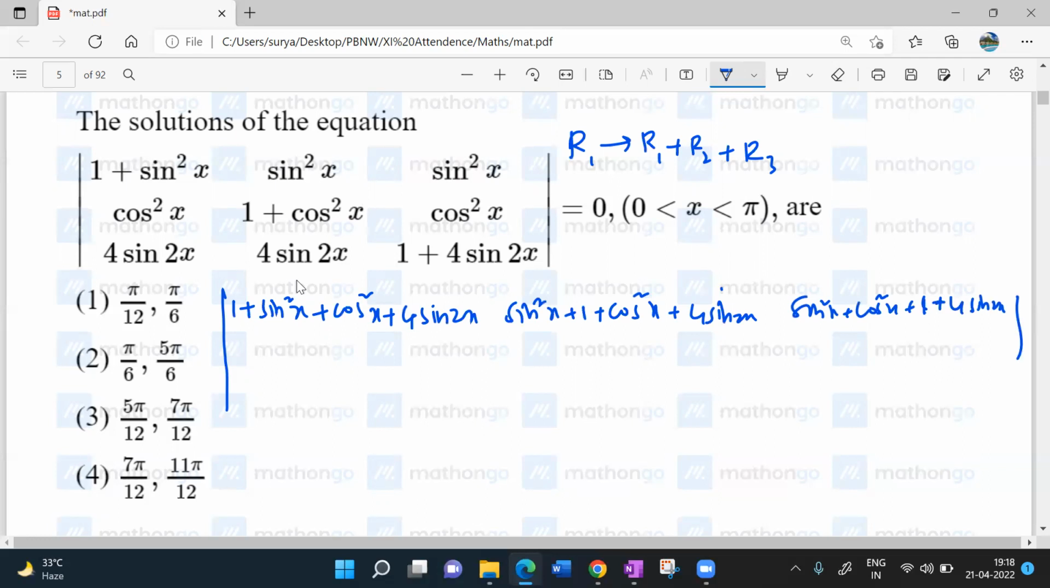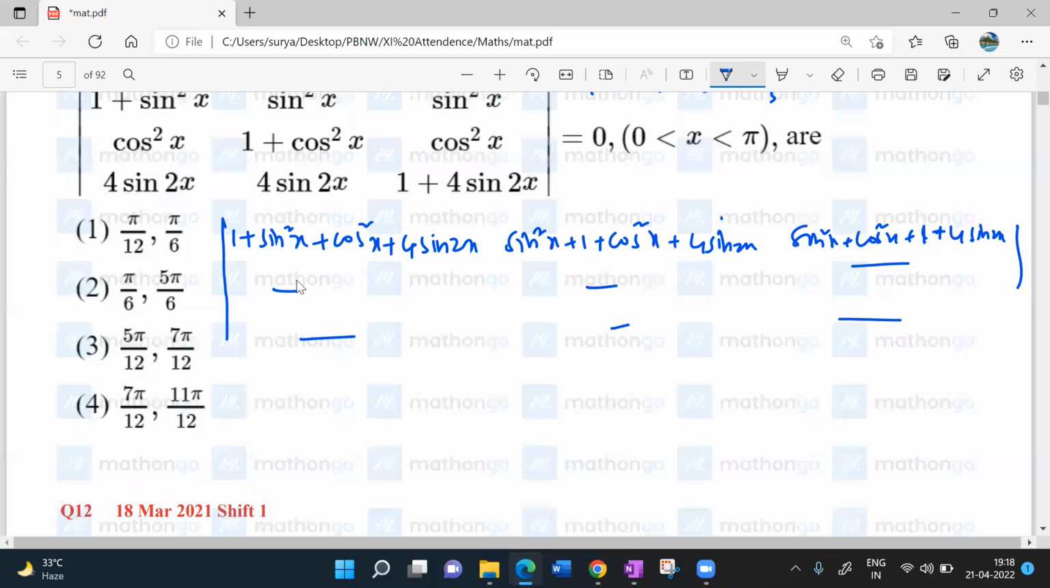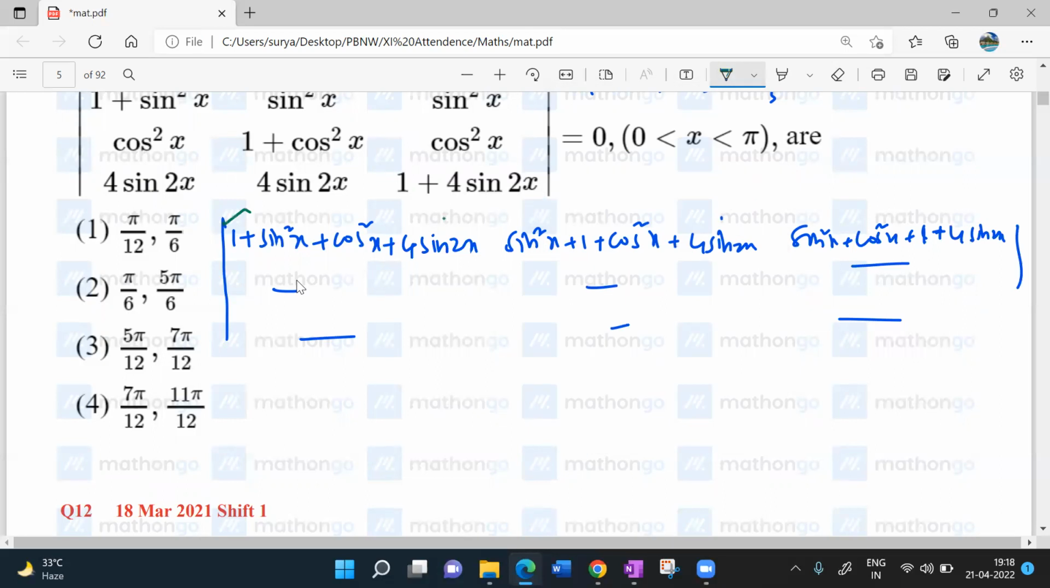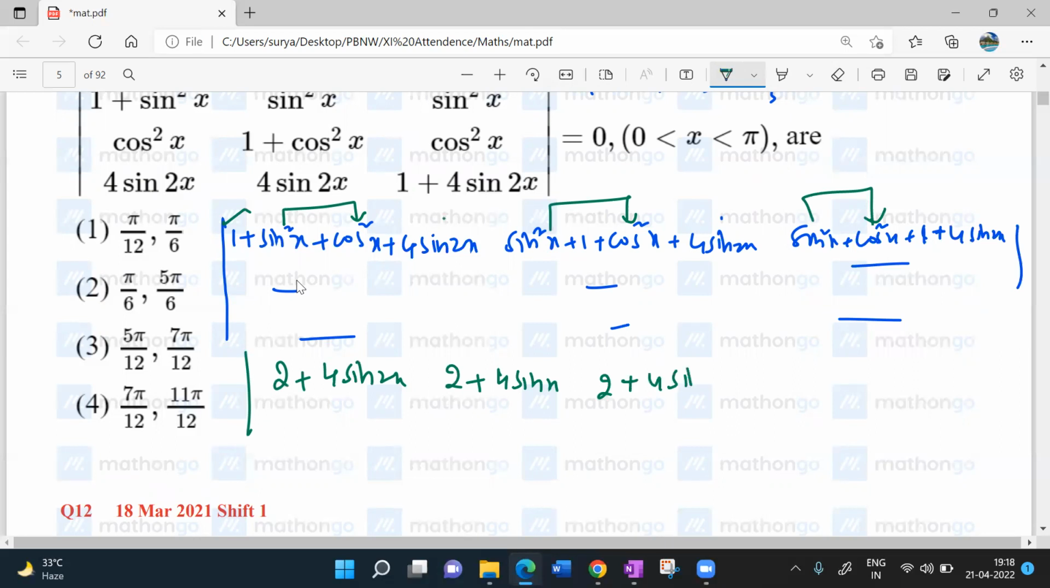Okay, so now only R1 is changing, so R2 will remain the same, R3 will remain the same. I'm not writing them there, so check. Look at this here. If you observe this properly, everyone look at the board carefully. Here sin square plus cos square is 1, so 1 plus 1 is what? 2, right? So 2 plus 4 sin 2x. Here again 1 plus 1 is 2, so 2 plus 4 sin 2x. Again, cos square plus sin square is 1, 1 plus 1 is 2, so 2 plus 4 sin 2x. Correct?